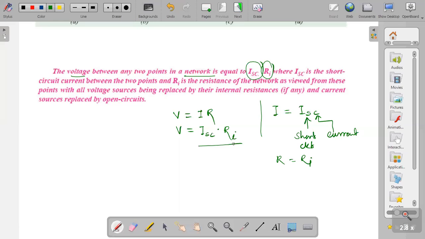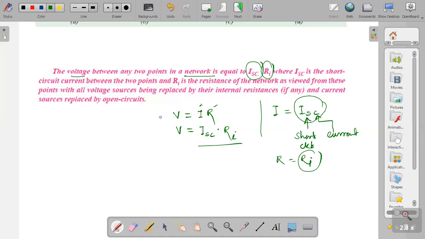And this is which theorem? This is Norton theorem. In case of Norton theorem, voltage between any 2 points of a network is equal to current into resistance. But what is your current? Current is your short circuit current, and Ri is your internal resistance. Therefore, in Norton theorem, replace your constant voltage source by constant current source and connect parallel resistance. This is about the Norton theorem.